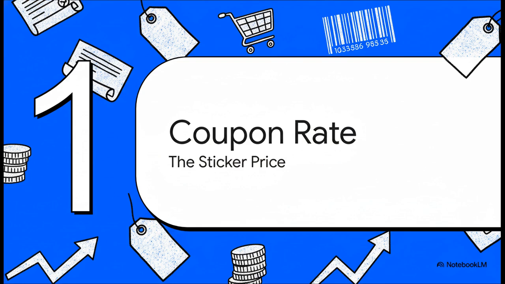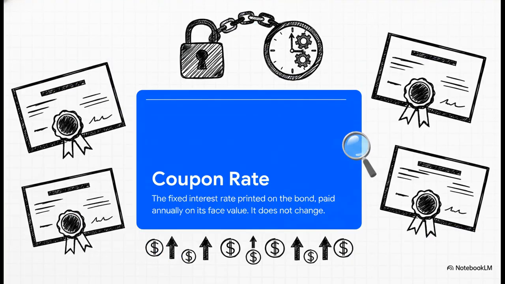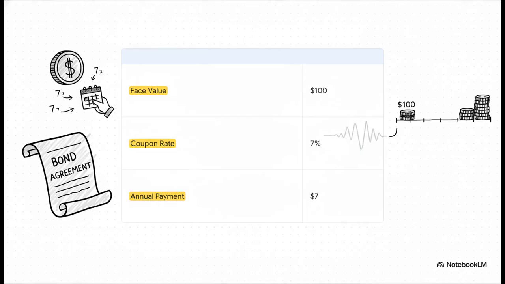Just think of it as the sticker price on a car. The coupon rate is just the fixed interest rate that's literally printed on the bond itself when it's first created. It tells you exactly how much you'll get paid every year based on the bond's original price, or what we call its face value. And the key thing here is, this rate is locked in for the entire life of the bond. For example, let's say a bond has a face value of $100 and a 7% coupon rate. Simple. That means the issuer is promising to pay you exactly $7 every single year until that bond matures. It's super predictable, super straightforward.